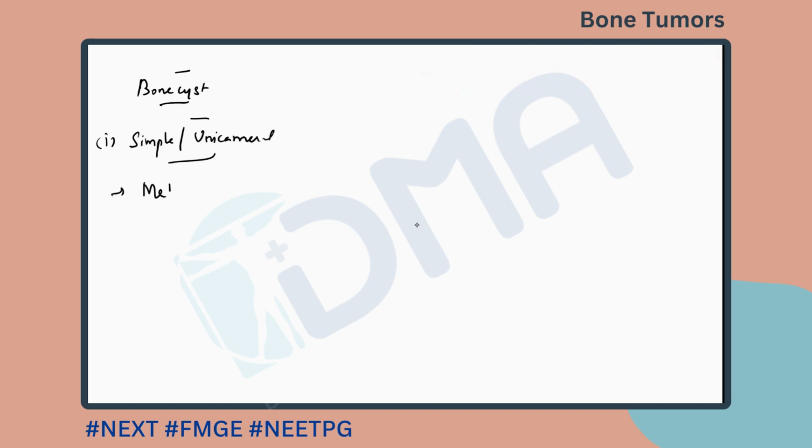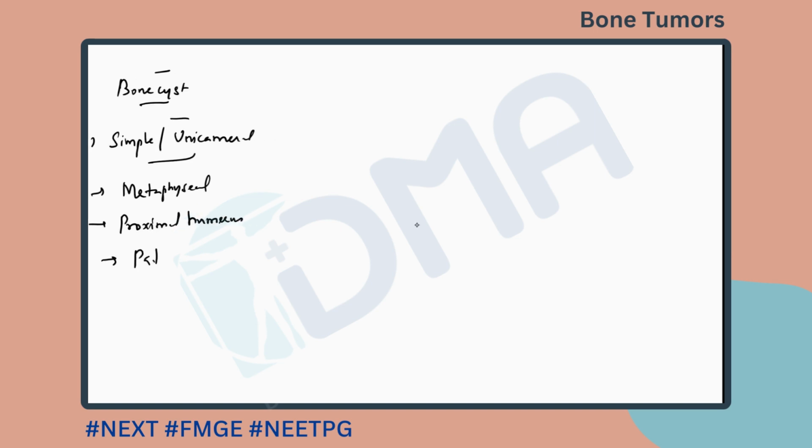It most commonly involves the metaphyseal region, and that too most commonly the proximal humerus. When a tumor occurs like this, it's a bone cyst, so it will have a thin cortex outside. Pathological fractures are very common in this. Sometimes when the fracture happens, the fracture fragments fall within the cyst. This gives a sign called the fallen leaf sign.